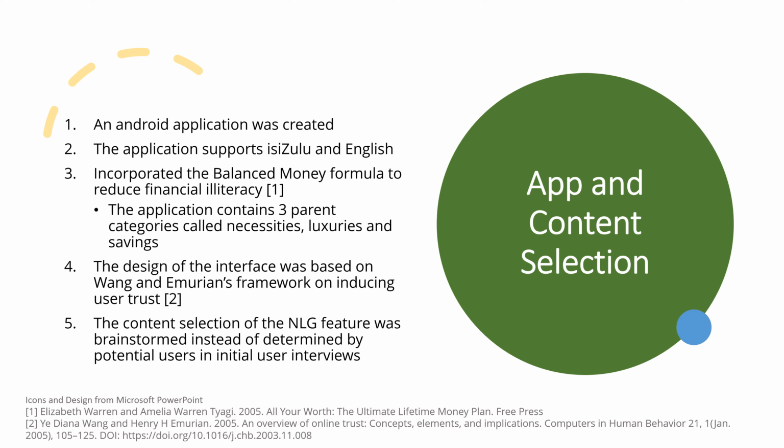The application incorporates the budgeting formula called the balanced money formula, and therefore contains three parent categories called necessities, luxuries, and savings. The design of the application was based on a framework by Wang and Emurian to induce trust via the interface. And lastly, we brainstormed the content for the NLG feature in the application. The brainstormed content was evaluated later in the project.